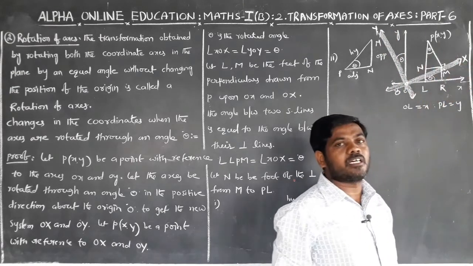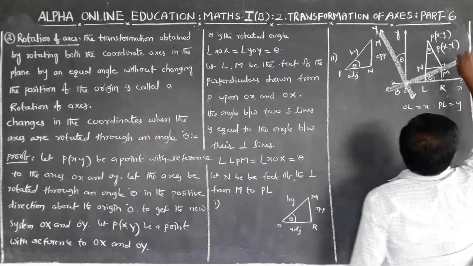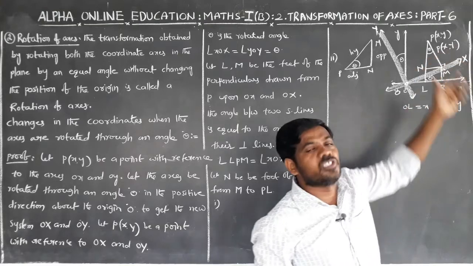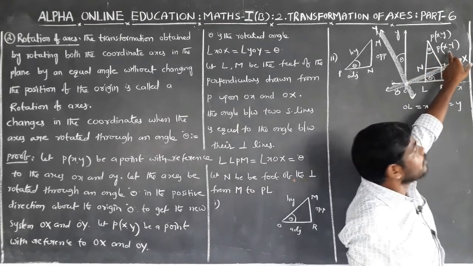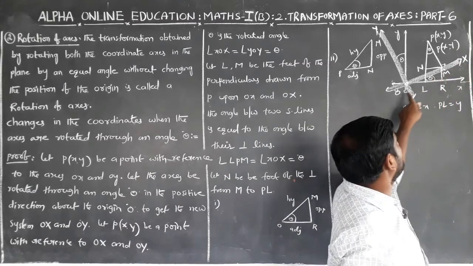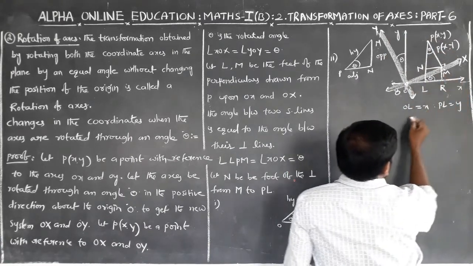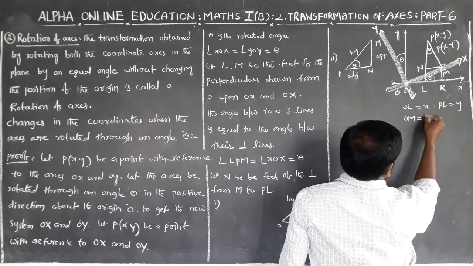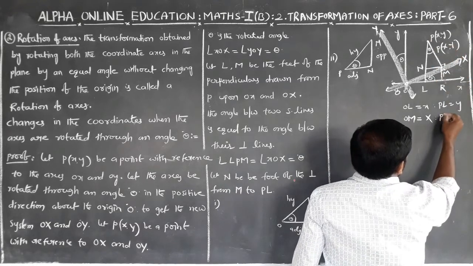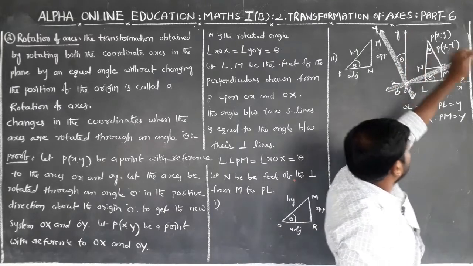Here, P(x, y) can be changed into P(X, Y). Let P(X, Y) be a point with reference to the new or transformed system, and P(x, y) the point with reference to OX and OY. Observe here, OM is equal to capital X and PM is equal to capital Y.